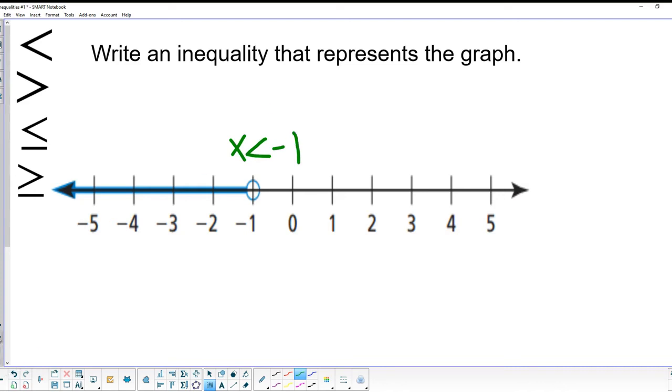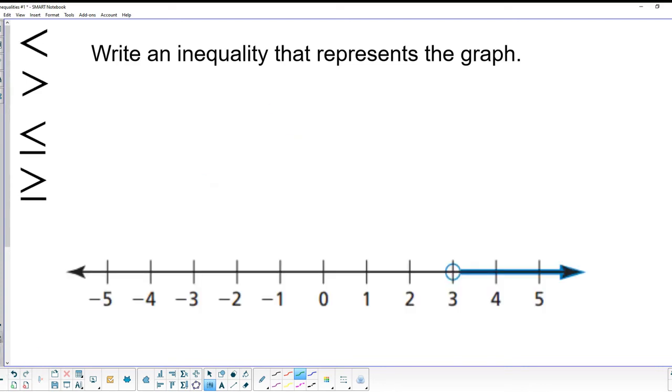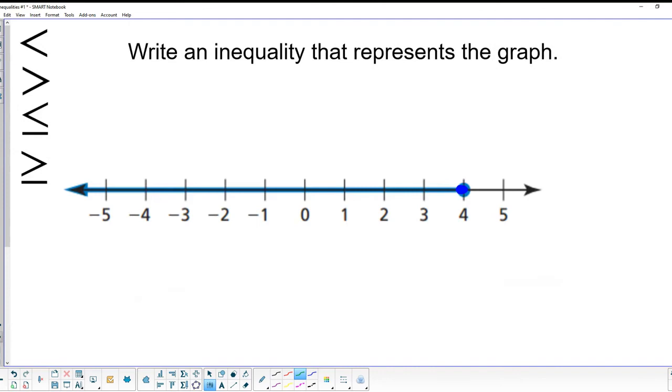All right, keep going. In this case, we have an open circle at 3. So that means that we're going to have the greater than symbol. So the question is what comes next. So we're going to have x. And I often use x for this because it kind of reminds me of the x-axis, especially when we start graphing. So x is greater than 3. All right, keep moving along.